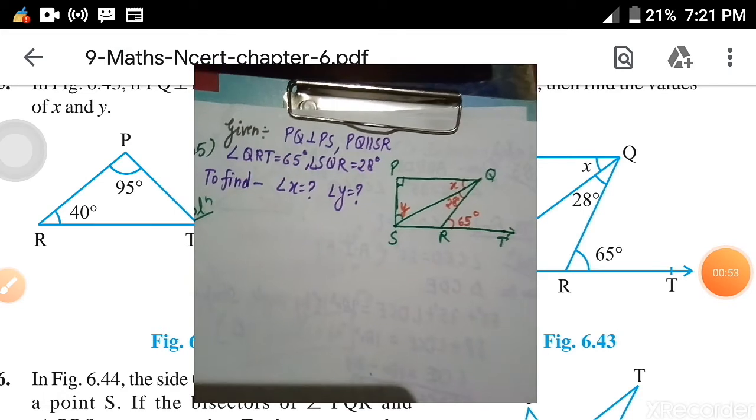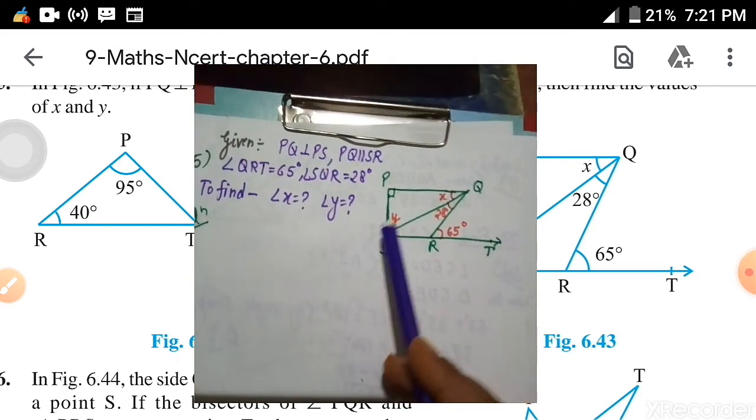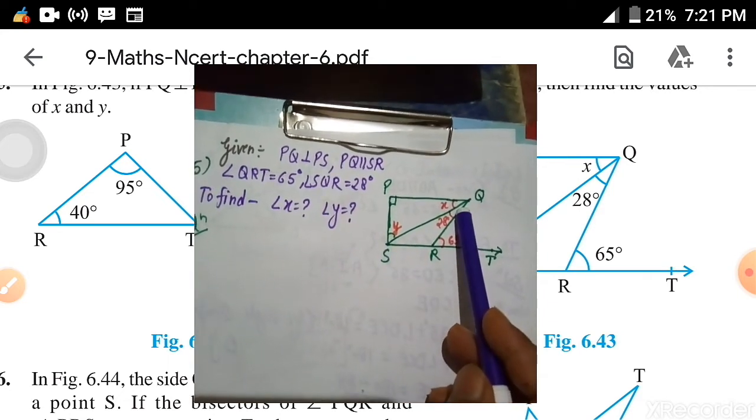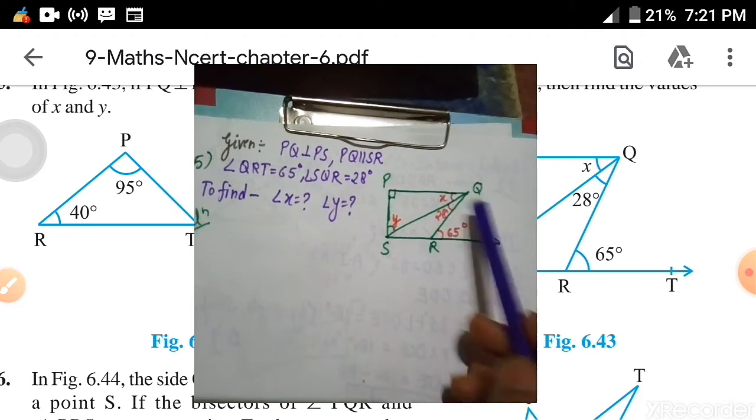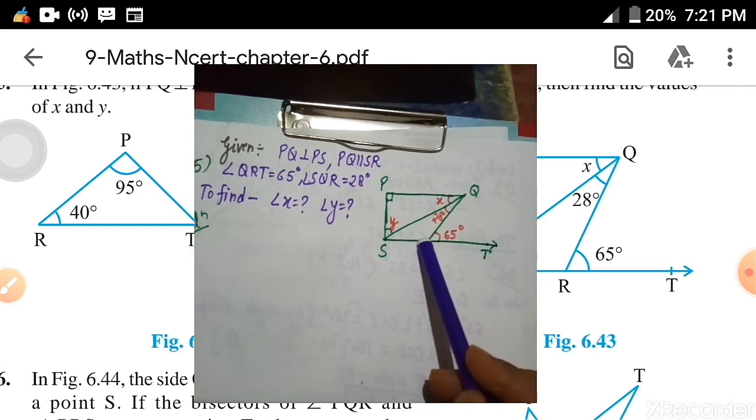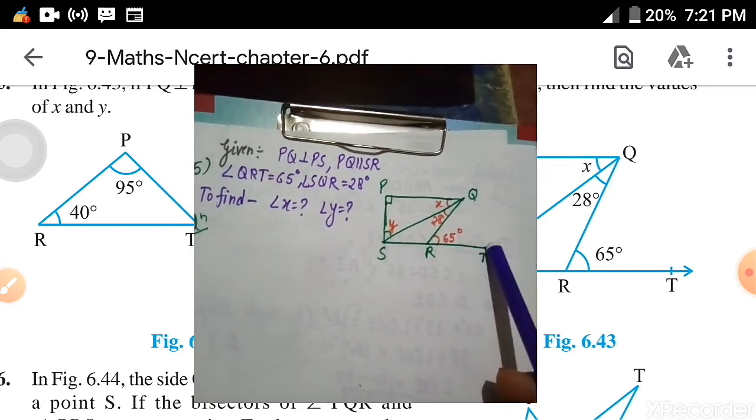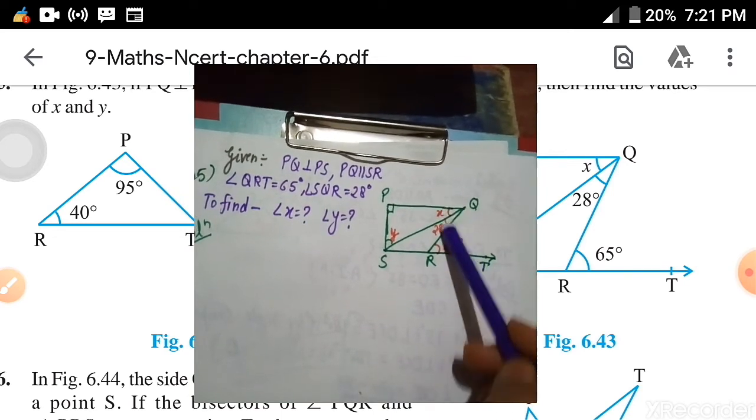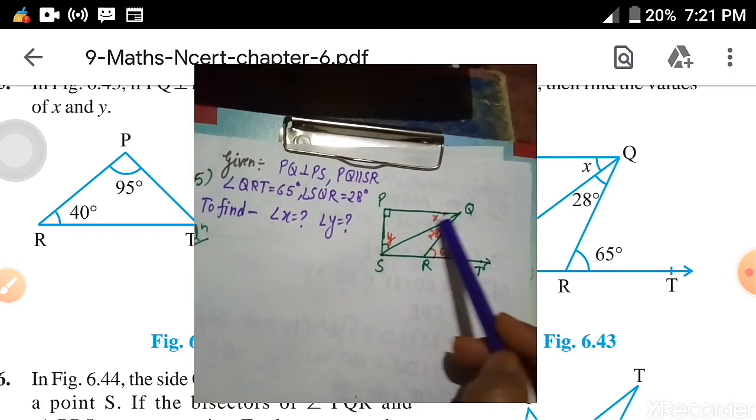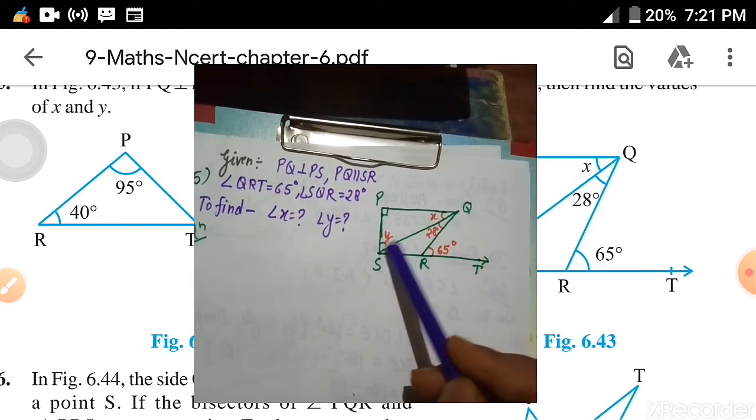Now see that it's perpendicular PQ and these are perpendicular. So first we have to find out the value of X and Y. So whatever is the easiest, we will find out. So first we will find out X. How? You can see that this is parallel to this, and you can see that PQR is alternate interior to angle R. So this whole angle, that means X plus 28 is equal to 65 because these are alternate interior angles. Hence we will find out the value of X. Then we will apply the angle sum property in this triangle and we will find out the value of Y.